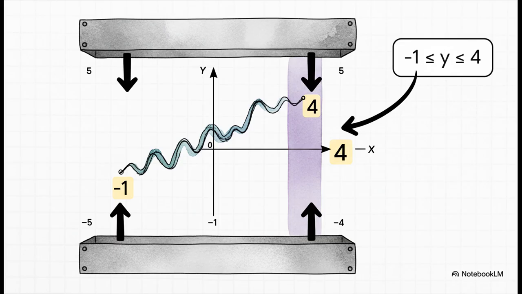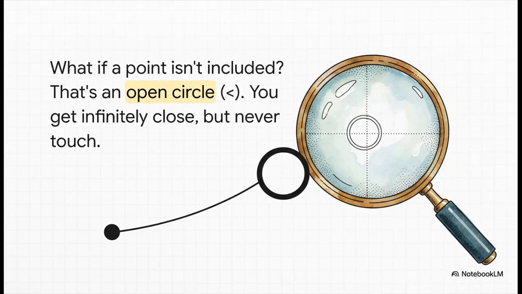Our range is -1 is less than or equal to y, which is less than or equal to 4. Easy as that. Okay, let's level up a little bit. What happens when one of those endpoints isn't actually part of the graph? That's exactly what an open circle means. It's like a boundary line. You can get super, super infinitely close to it, but you never actually touch it.